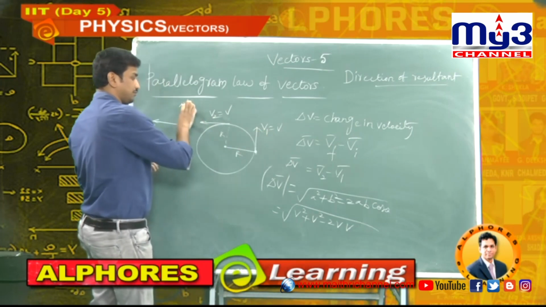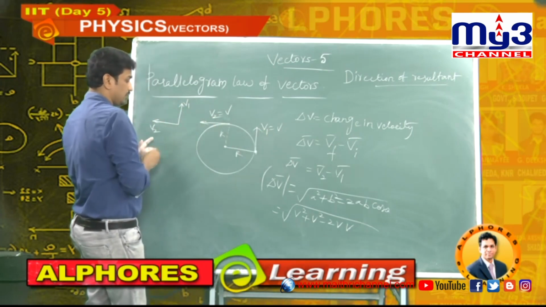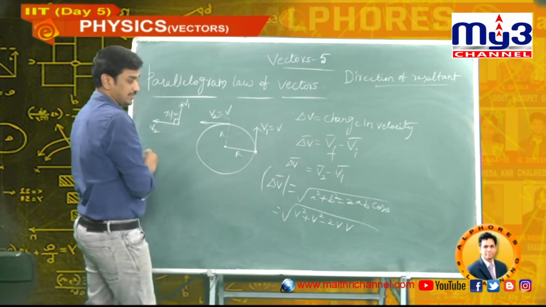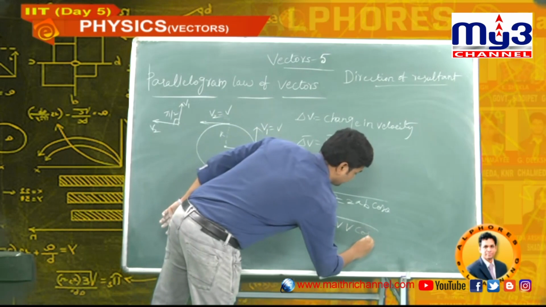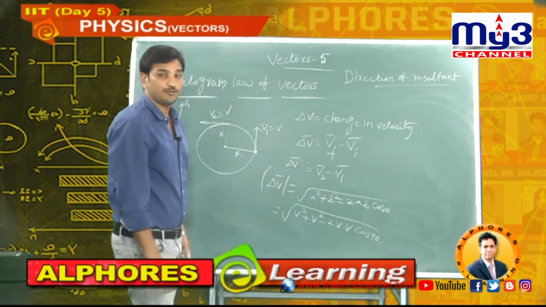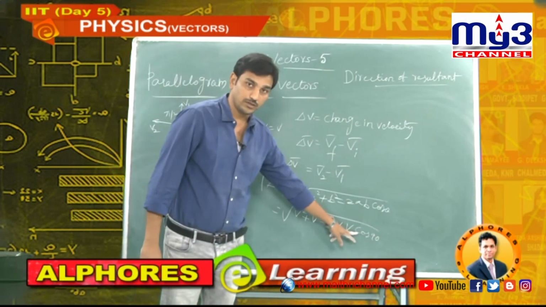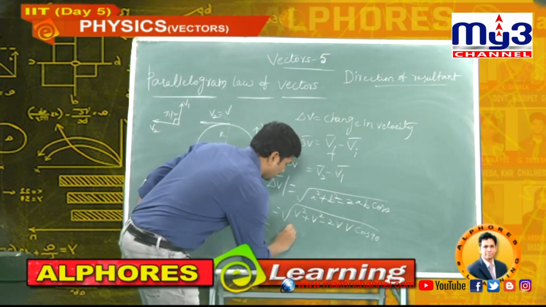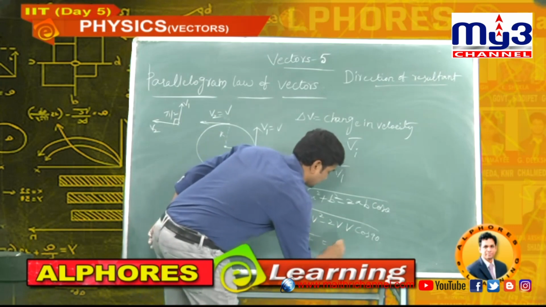V1 parallel shifted here, V2 parallel shifted here. See, two tails joined. Now what is the angle? 90 degrees. Here we can substitute cos 90. What is the value of cos 90? Cos 90 value is 0. Now it will become under root 2V square. What is the answer?